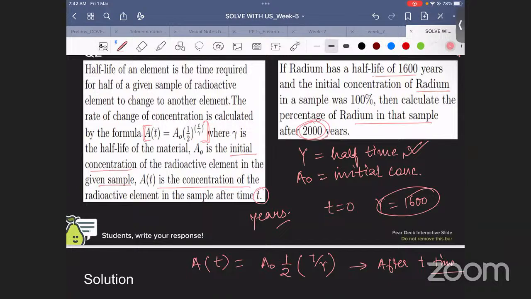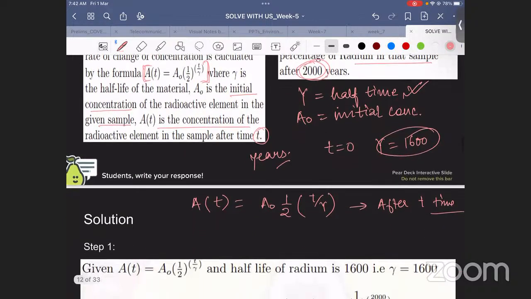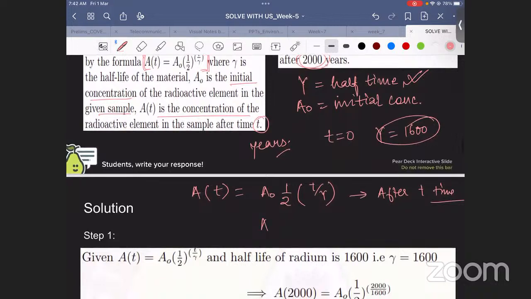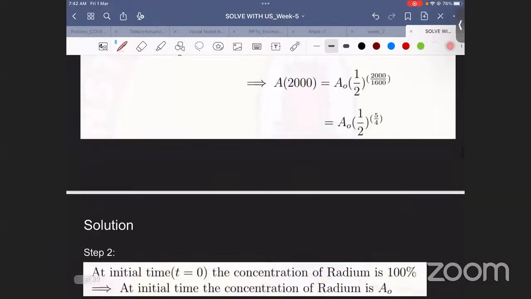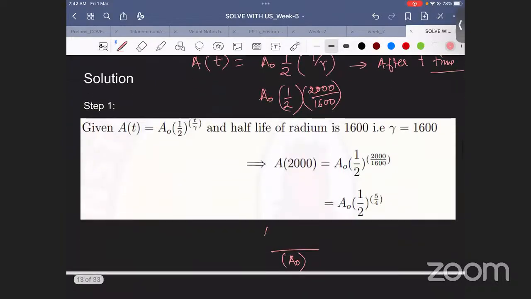Yes, correct. And if you have to calculate the exact value, you just put the value. It starts with a naught, then 1 upon 2, and after 2000 years, so 2000 upon 1600. That will be the exact concentration that is left. If you have to calculate the percentage, how do you calculate the percentage of anything? The initial value was a naught, and what is left is a naught times half to the power, I guess this must be 5 upon 4. Yes, and then you multiply with 100, you'll get the correct value.